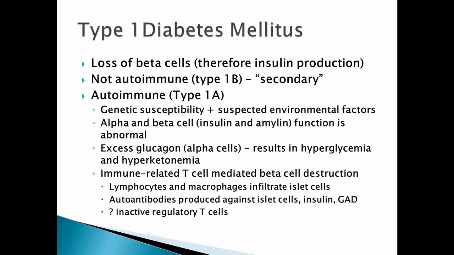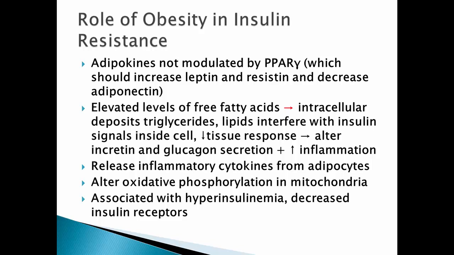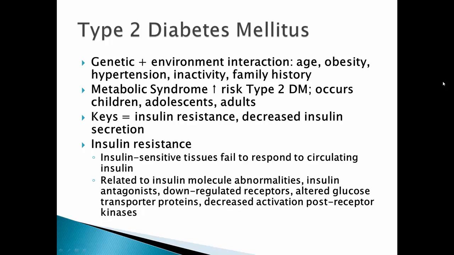The other piece that has also been implicated in this autoimmune etiology is whether or not part of the autoimmune etiology may be in a response to a virus that also caused some damage. So how is that different from type 2 diabetes?